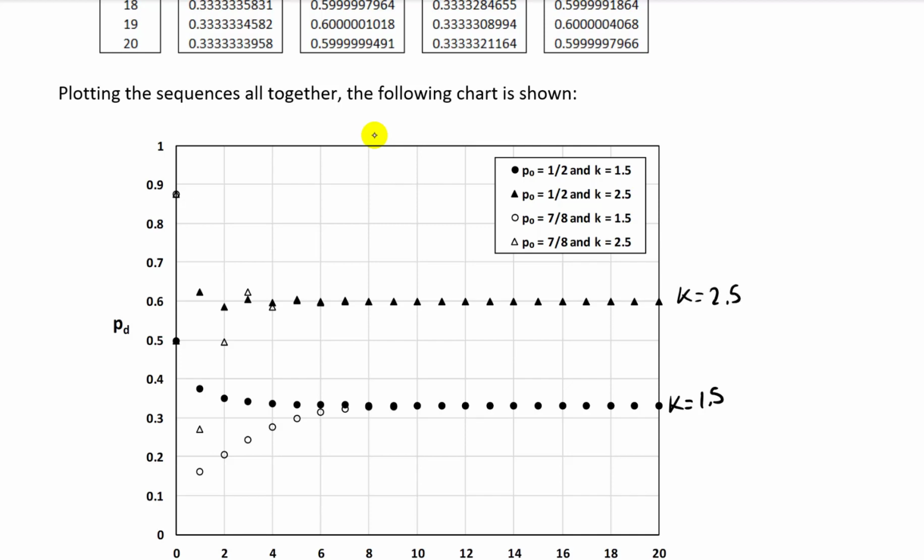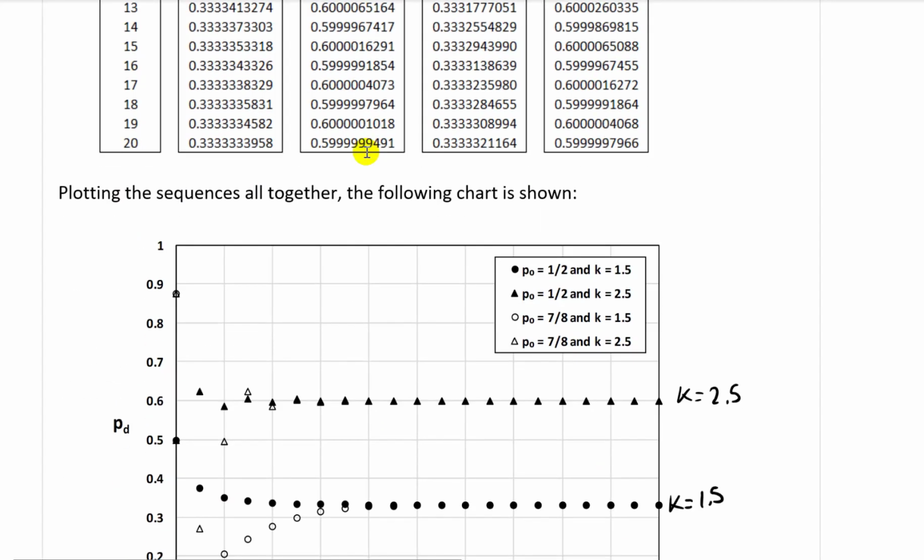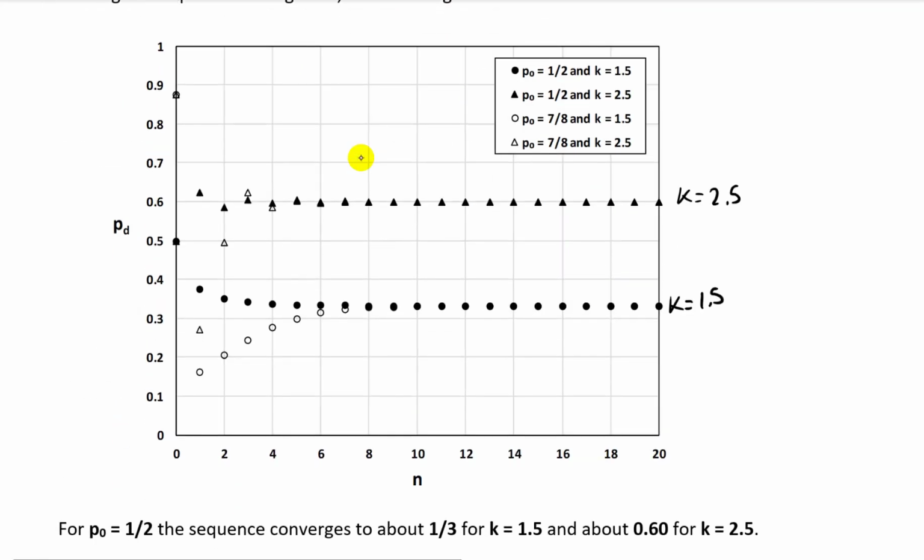You can see the triangles is K equals 2.5, and notice here for P0 is 7 over 8 or 0.875, same thing. And again, you can see the discrete population how it is like that. And notice here when we start off at P0 equals 0.875 or 7 over 8, starts off here. That's a circle and a triangle, depending on this value of K.